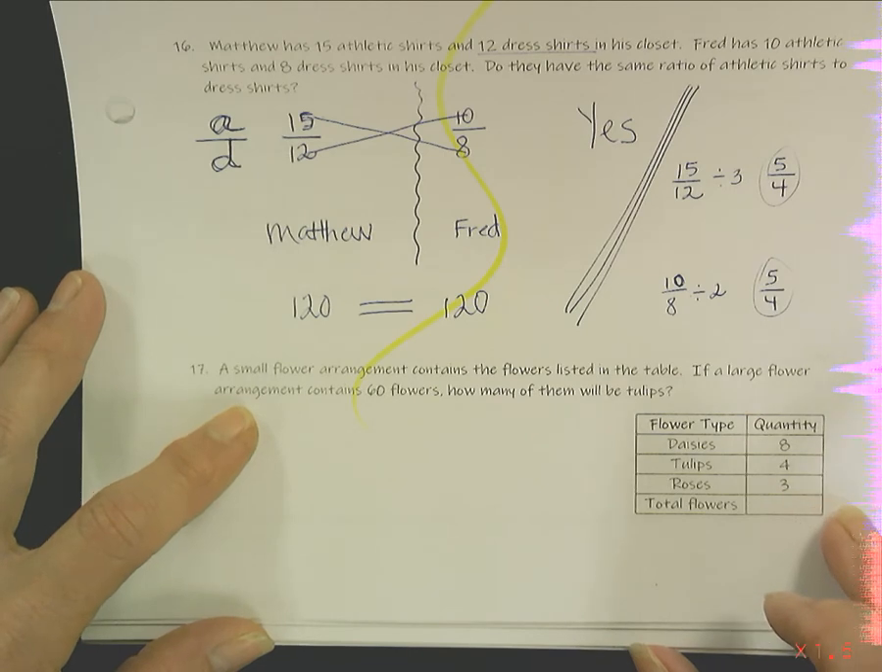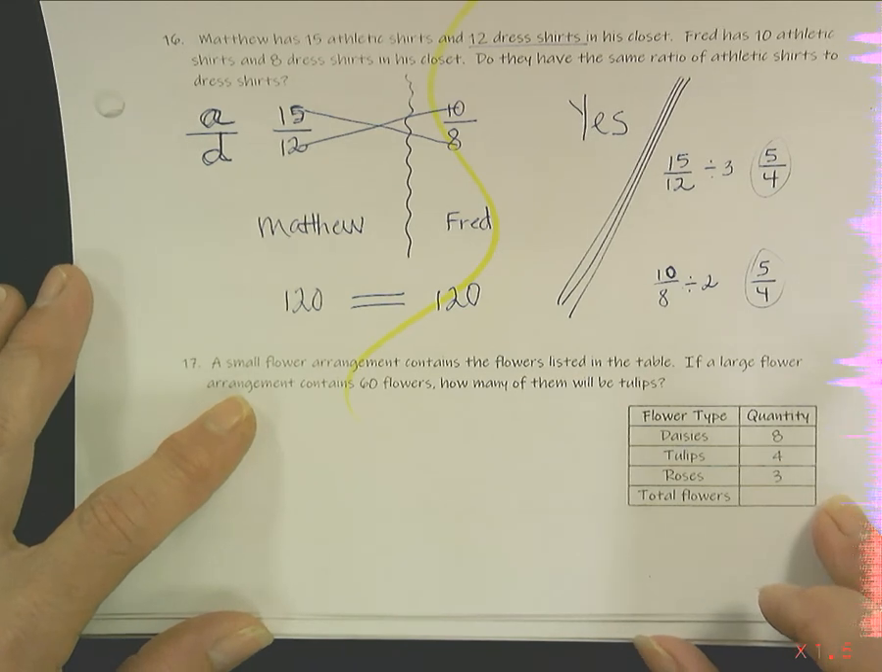A small flower arrangement contains the flowers listed in a table. If a large flower arrangement contains 60 flowers, how many of them will be tulips?